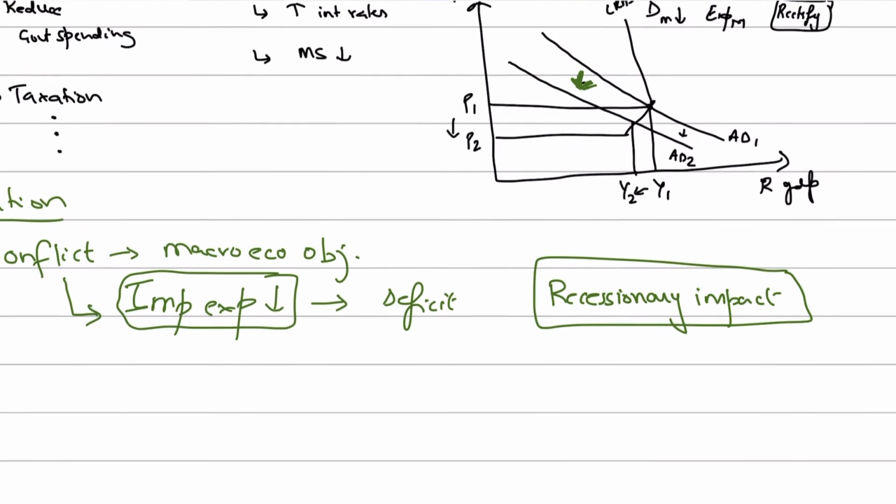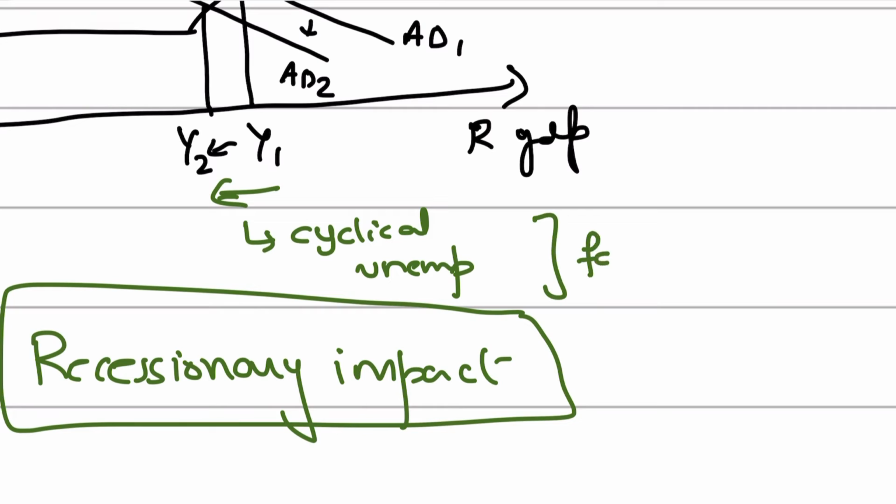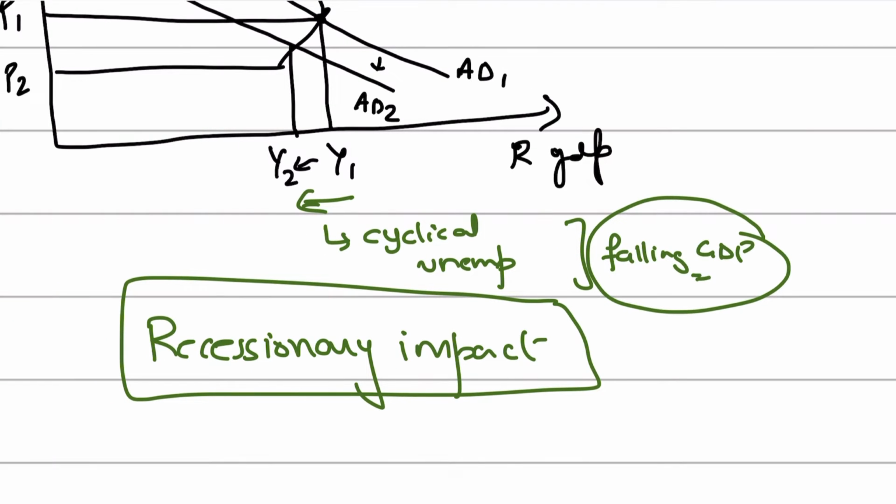So again, what will happen if your national income will fall? Again, it will result into cyclical unemployment, also known as demand deficit unemployment, and that would obviously culminate into falling GDPs, falling tax revenues. So it's kind of making the economy worse off than better off. So again, there's a big conflict.